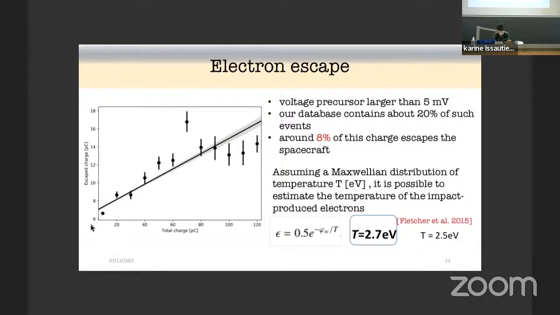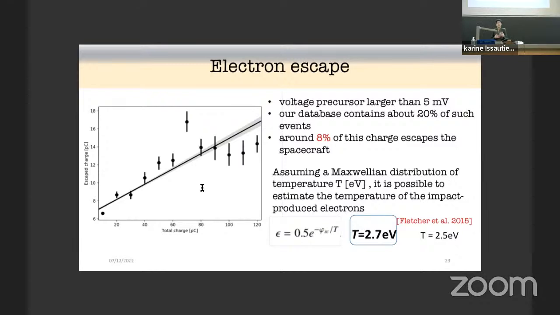Another interesting result is that we realized that electrons sometimes manage to escape. Here we can see that this is the total charge and this is the escaped charge. We were curious to see what amount of the charge escapes. Since I already mentioned that there is always this pre-shoot, we put in a threshold. We say, okay, if there is a pre-shoot larger than 5 millivolts, we consider it a real pre-shoot, and we distinguish just those events. In our database, there are 20% of such events.